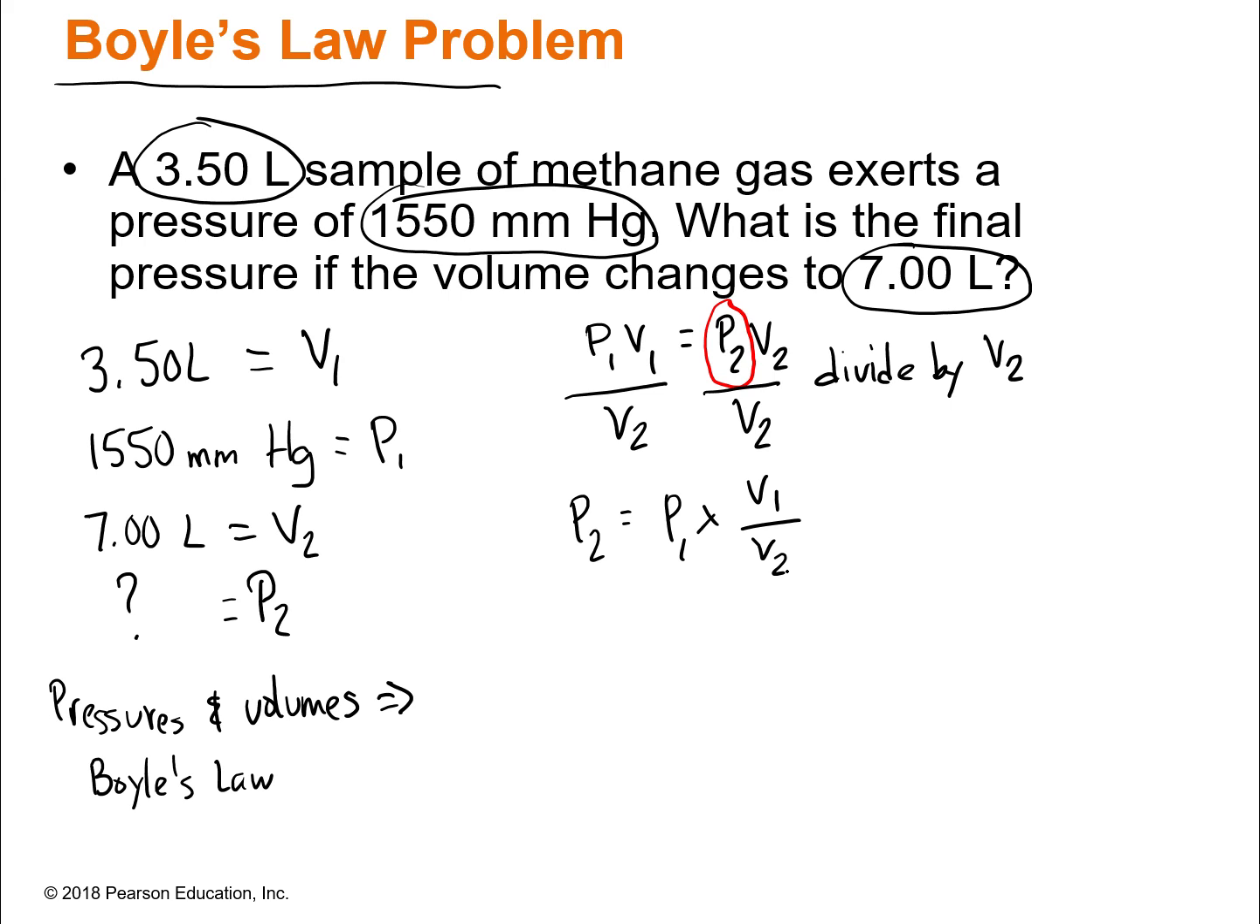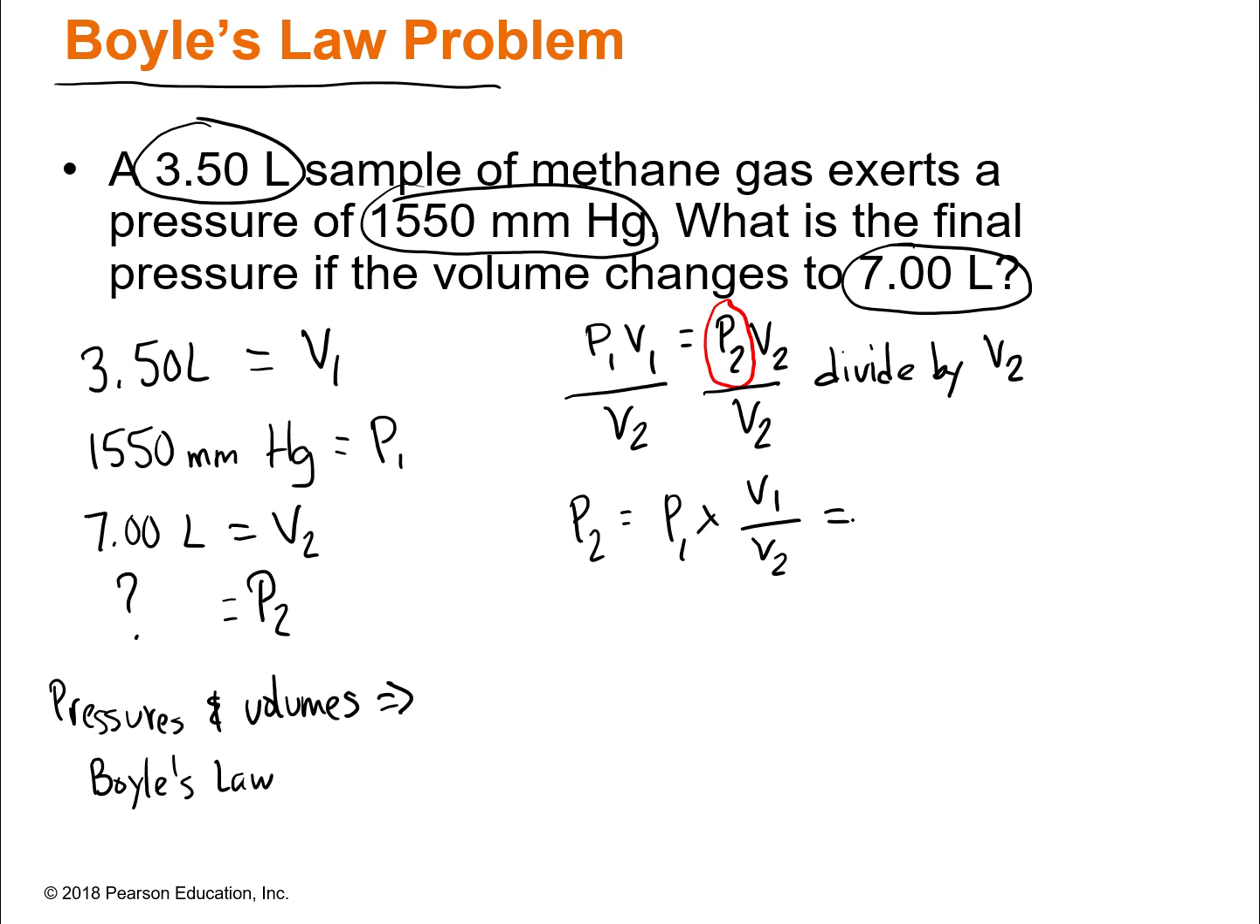Now notice how I grouped the volumes together instead of putting everything over V2. This is because it will help you keep your units straight when you're doing the math. You don't want to give me a pressure in liters because that's not right. You group together your volume constants, your pressures, your temperatures, and that will just make your life a lot easier.